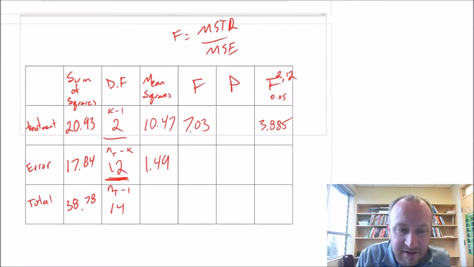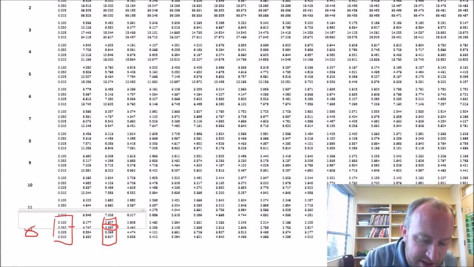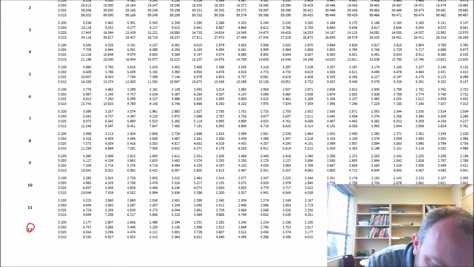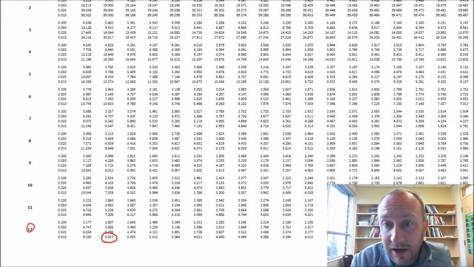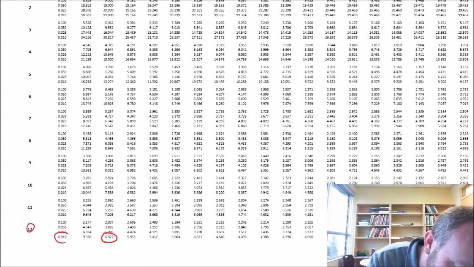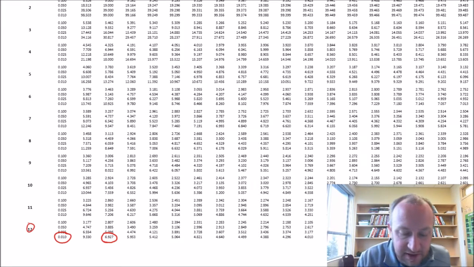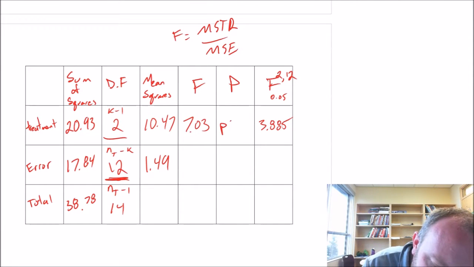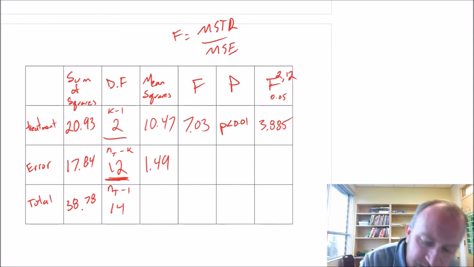Now let's get our p-value. Again, we have a test statistic of 7.03. If we come back to our relevant section here, 7.03 is larger than the largest value. So our p-value is going to be smaller than the smallest value. So our p-value will be something less than 0.01.